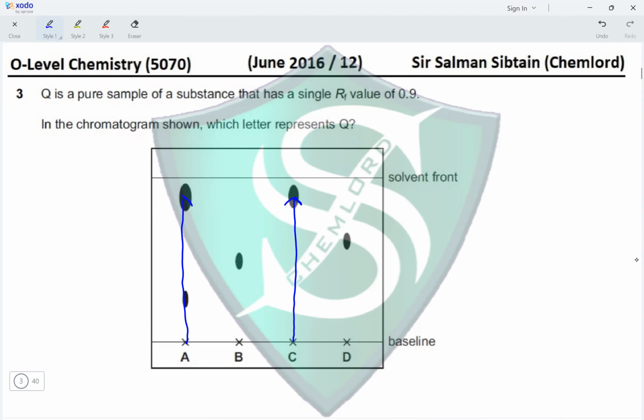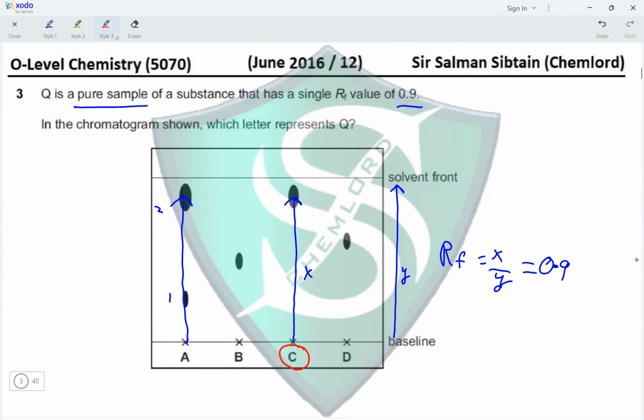However, A cannot be the option because it says it is a pure sample. A has two components present, whereas C has only one component. And when we calculate the RF value for this by using the formula x upon y, we get a value of 0.9, which is the value given to us in the question. So option C has a pure substance having an RF value of 0.9, making option C the correct option for this question.